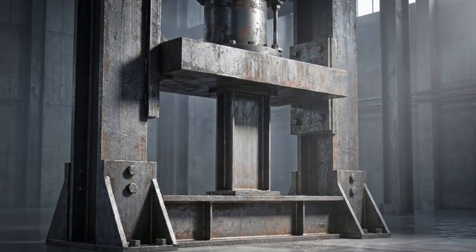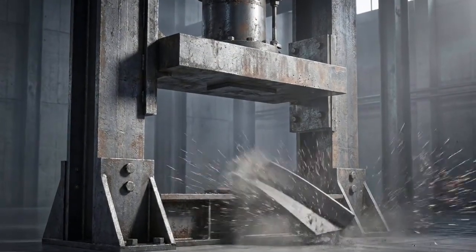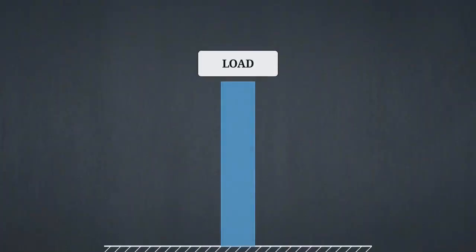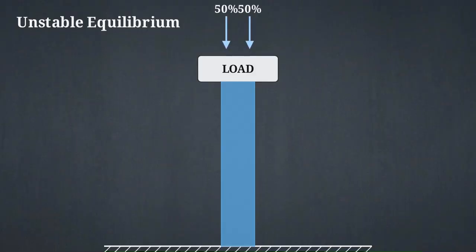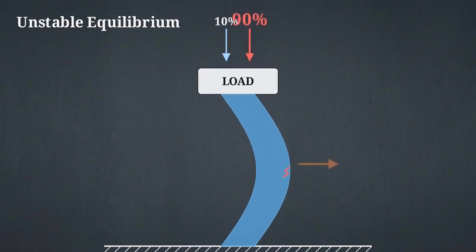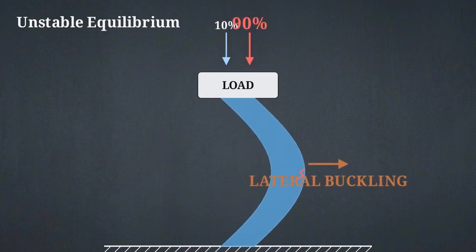This lateral bending, known as buckling, happens well before the steel itself actually yields or fractures. It occurs when a column reaches a state of unstable equilibrium. Under pressure, the column remains technically balanced, but the slightest physical imperfection in the metal causes the massive vertical load to rapidly amplify into a lateral bend.